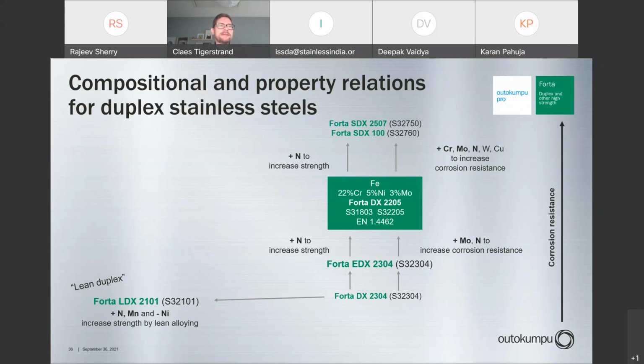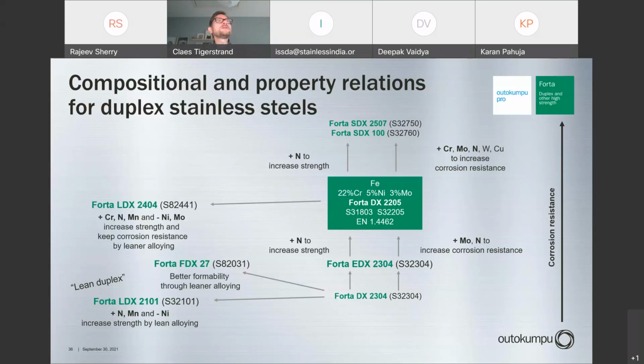You're increasing the strength by lean alloying, but you're not reducing the corrosion resistance to a great extent compared to 2304. So you get a very cost-efficient alloying there. Then you can also play around with this lean alloying composition to get a duplex grade with better formability, and that we have with our Forta FTX 27.